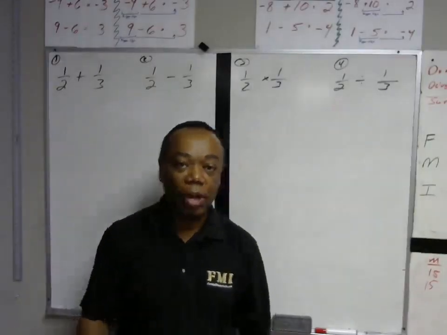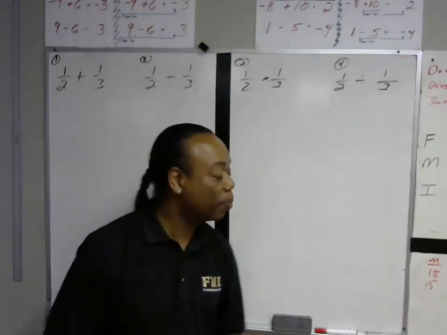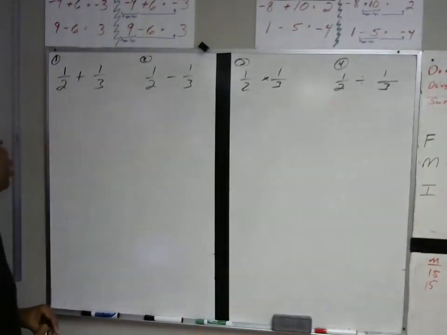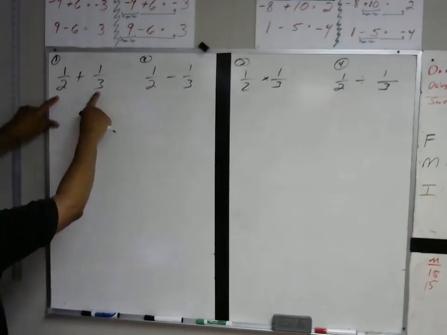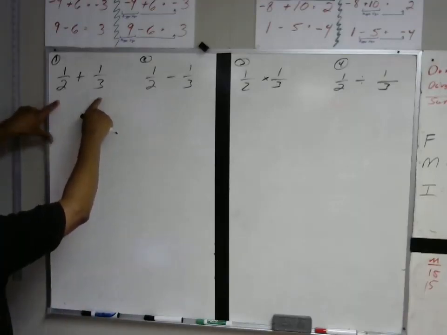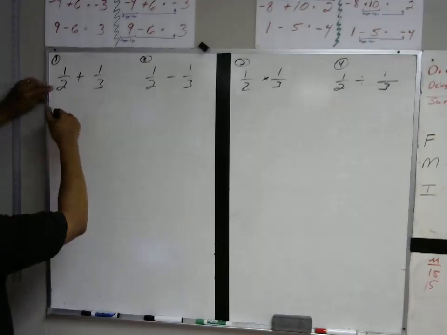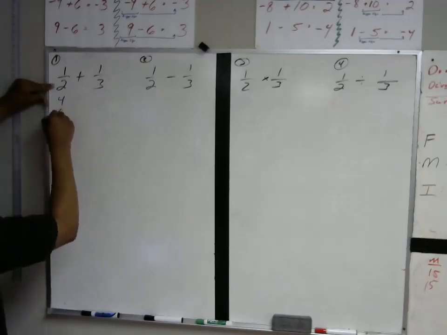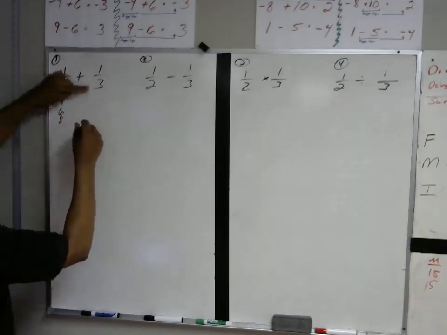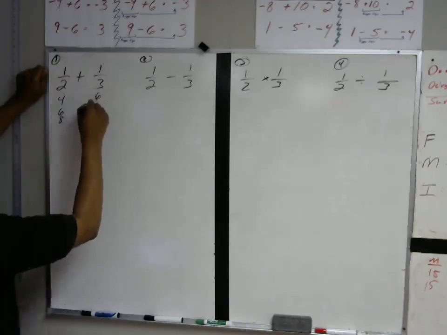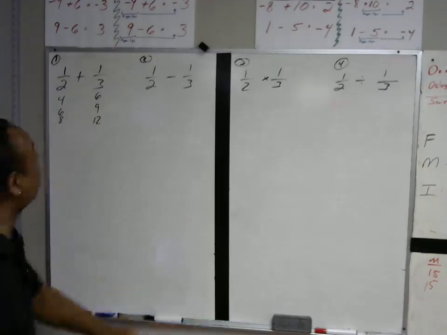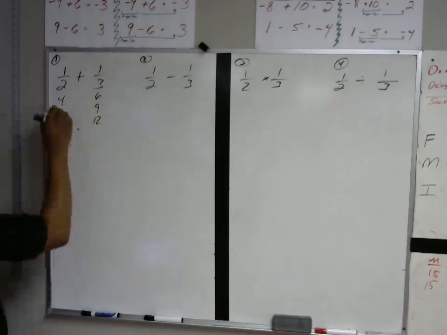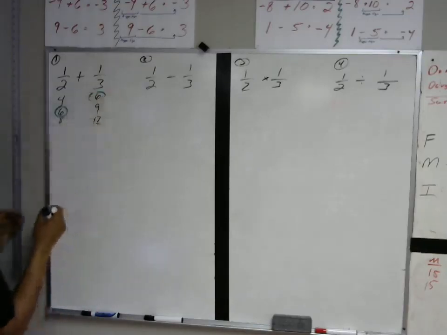Okay, we're going to add, subtract, multiply, and divide fractions. First, for adding and subtracting fractions, we need to get common denominators. So we go through the timetables of each of the 2's and 3's. There's 2, 4, 6, and 8. For the 3 timetable, there's 3, 6, 9, 12. The first number that they have in common is a 6.